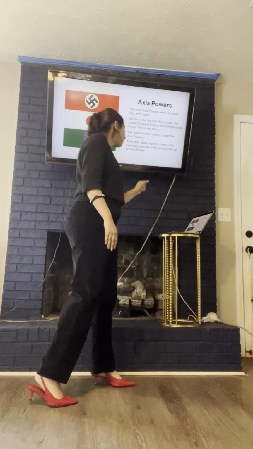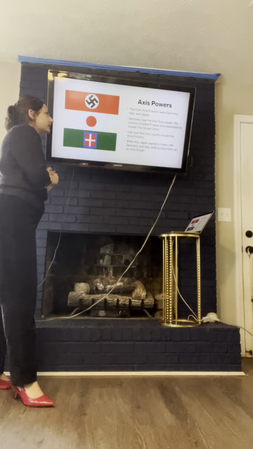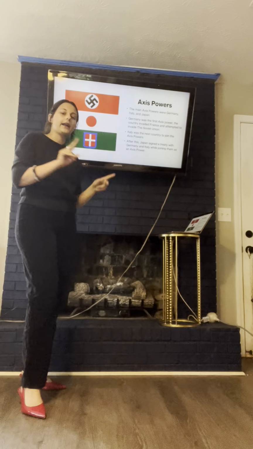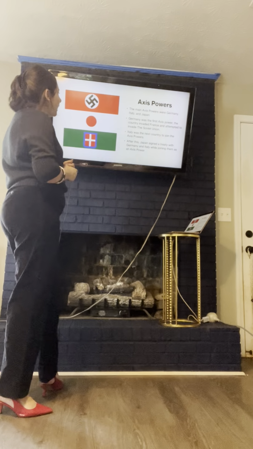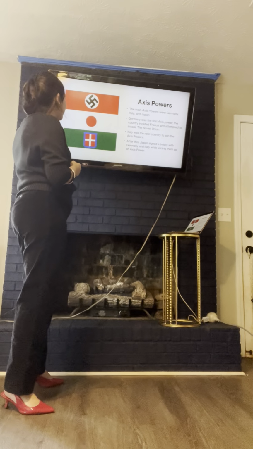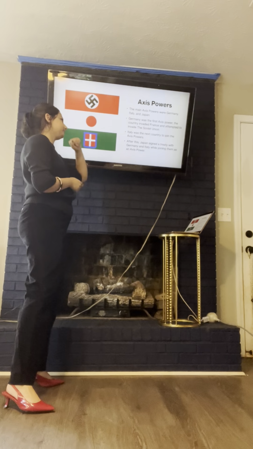Moving on. We have the Axis powers. These are the people that the U.S. and all of our friends were fighting against. Okay, so these were our enemies at the time. The main Axis powers were Germany, Italy, and Japan.